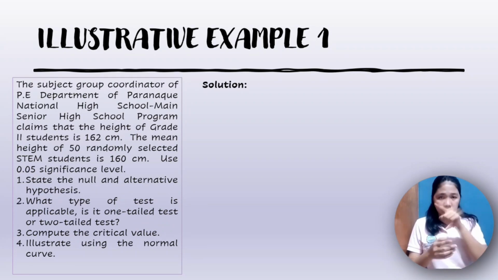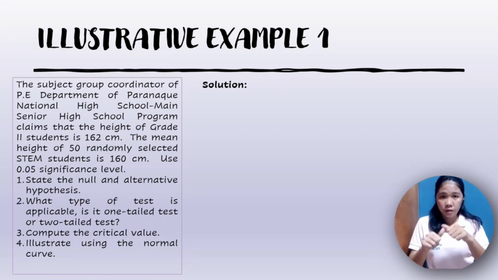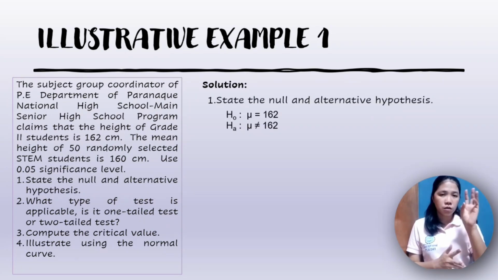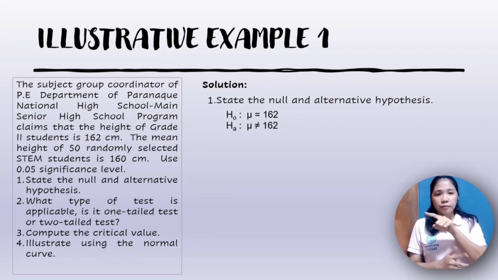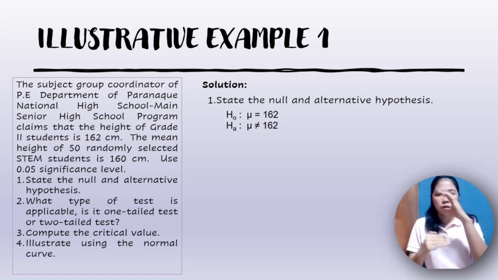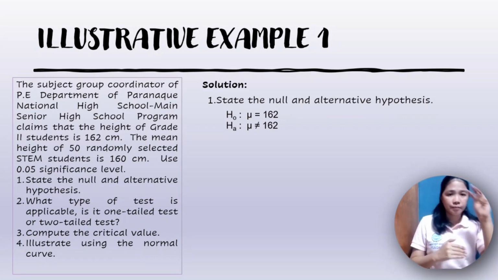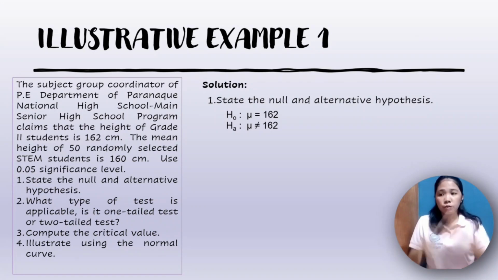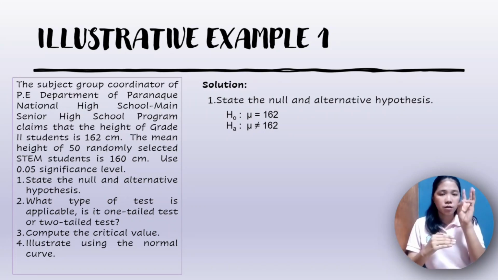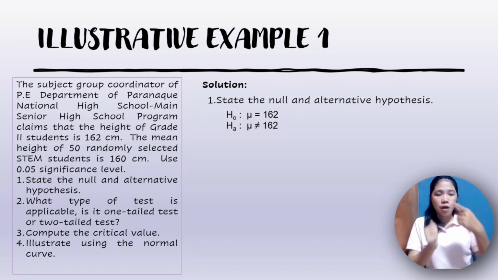Remember that they claim that the height of grade 11 students is 162 centimeters. So let us state the null hypothesis: mu is equal to 162, meaning to say the height of grade 11 students is 162 as their claim. To negate this, our alternative hypothesis will be mu is not equal to 162, or the height of grade 11 students is not equal to 162 centimeters.